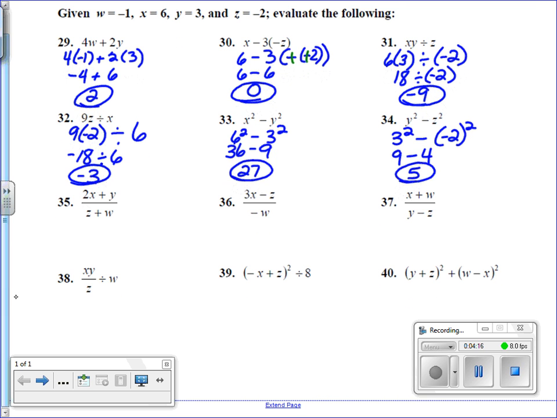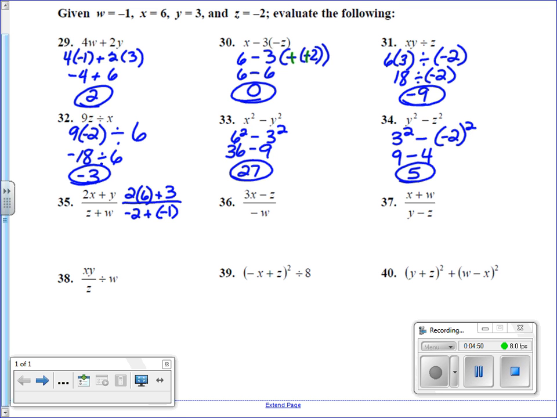Okay, let's talk about these problems. They might look a little bit scary, and we worked on these in class as well, but let's make sure we know what we're doing. So I'm going to rewrite it as 2 times 6 plus 3 all over negative 2 plus negative 1. Okay, so I substituted all the numbers into the expression. Now I can do my math.